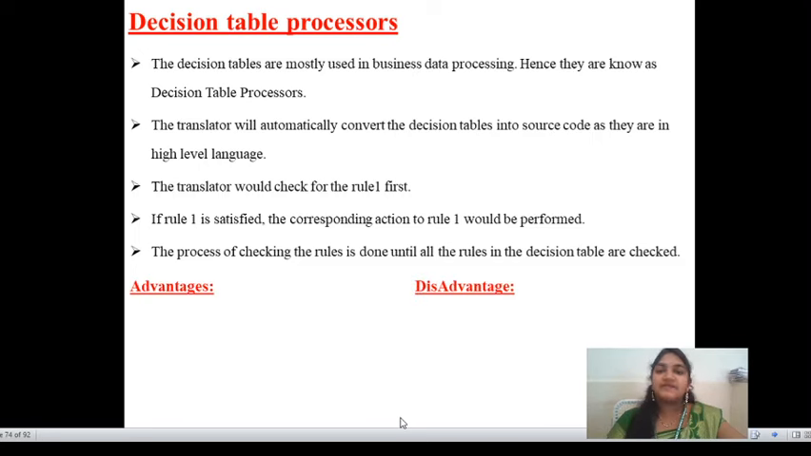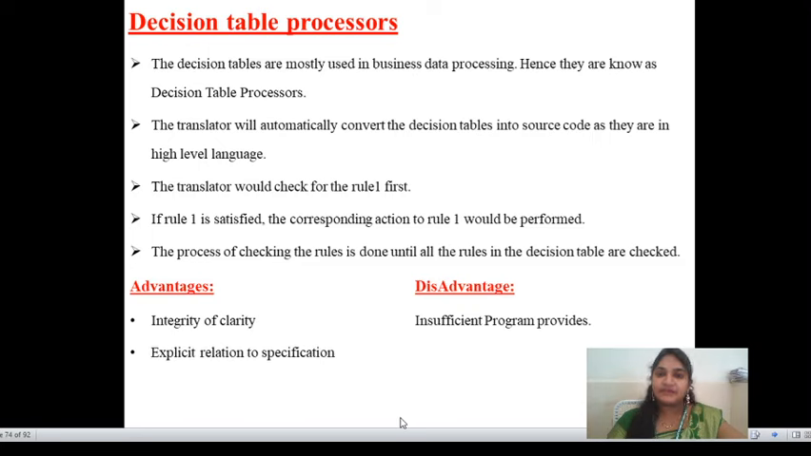This is the decision table processor application, and it has some advantages as well as disadvantages. The first advantage is integration of clarity, combining all the decision table elements like conditions and actions, so clarity is defined. Then, explicit relation to specification: whatever specification we are using, explicit relations can be made between those specifications. Next, high level maintainability. That is one of the advantages of the decision table processor.